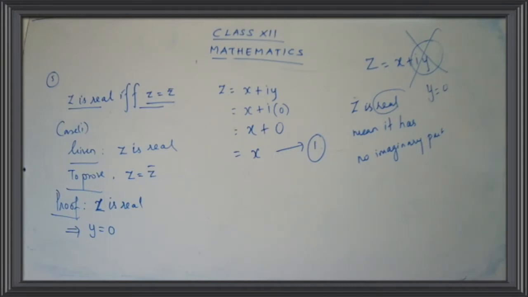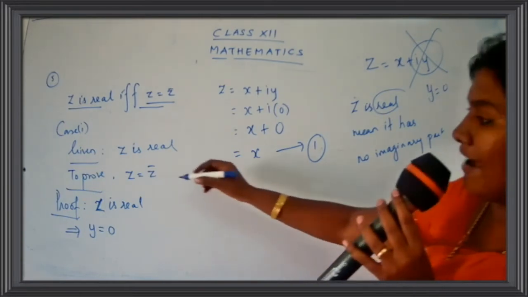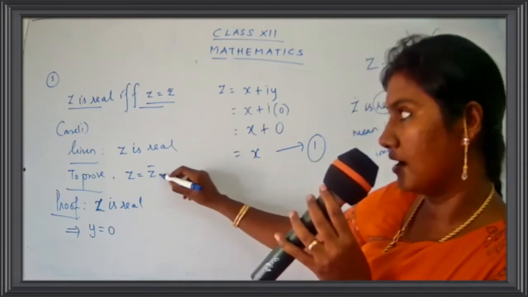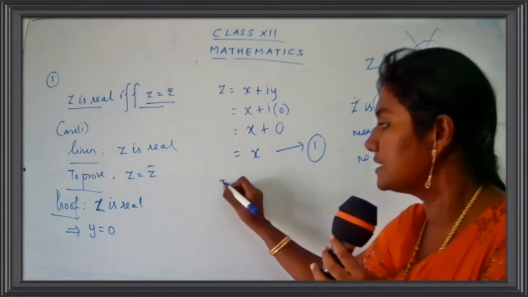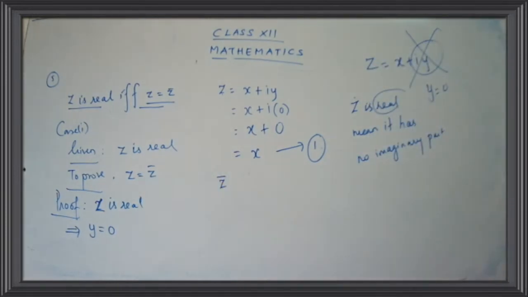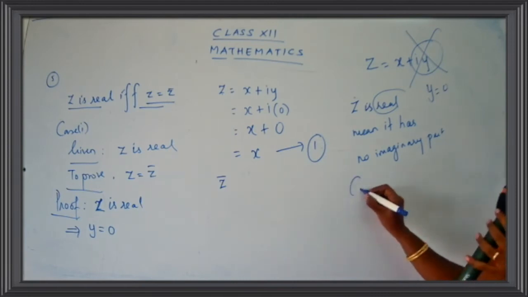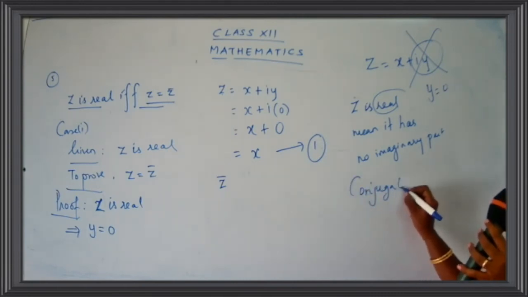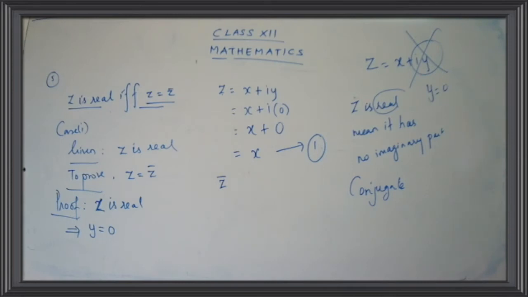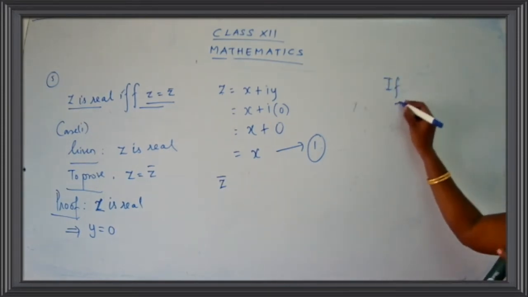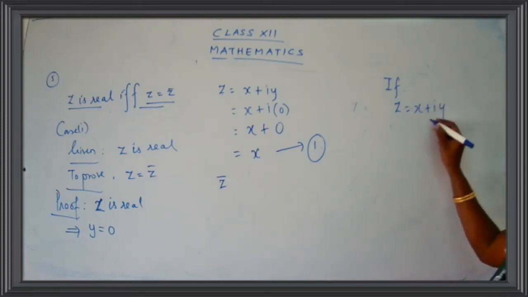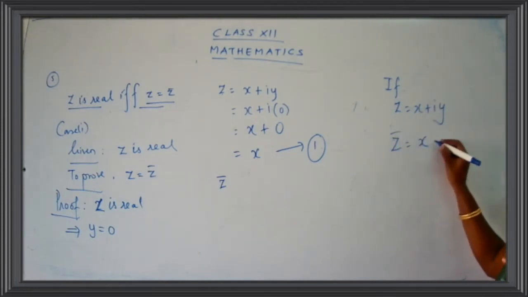I hope you have taken down the first part, children. Okay, now what are we going to do here, children? We have to prove Z is equal to Z bar. So I have taken Z and I have got the value as X. Now you are going to consider Z bar. What is Z bar? Yes, it is the conjugate. What is the meaning of conjugate, children? Yes, you have to change the sign of what? You have to change the sign of the imaginary part. That means if Z is equal to X plus IY, the conjugate is equal to X minus IY.